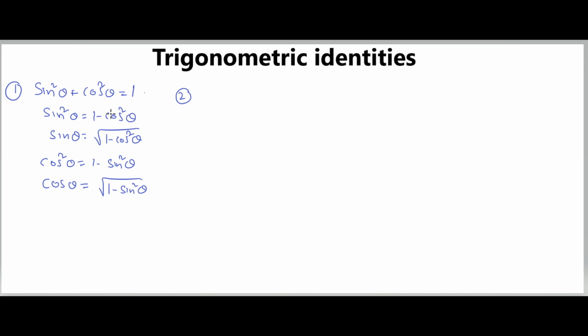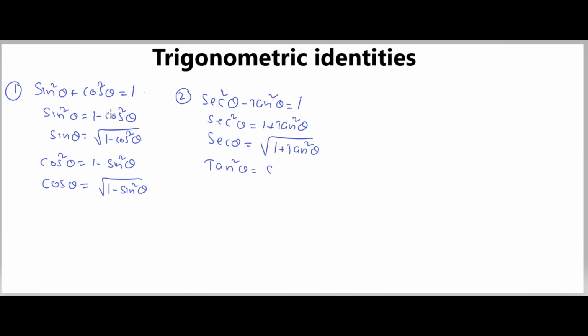Second trigonometric identity, secant square theta minus tan square theta is equal to 1. Secant square theta is equal to 1 plus tan square theta. Secant theta is equal to under root of 1 plus tan square theta, and tan square theta is equal to secant square theta minus 1. Tan theta is equal to under root of secant square theta minus 1.